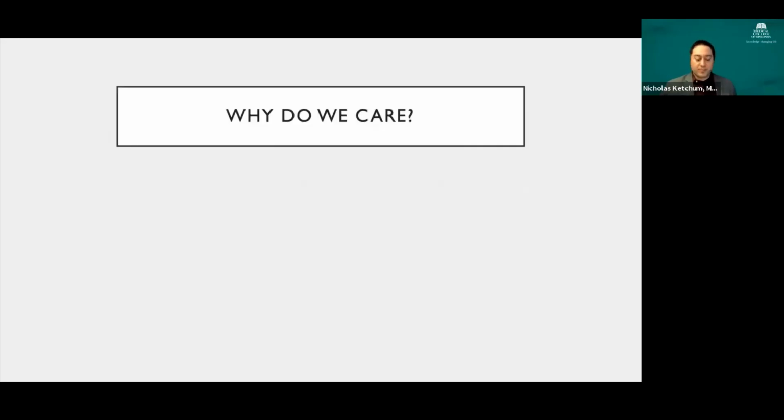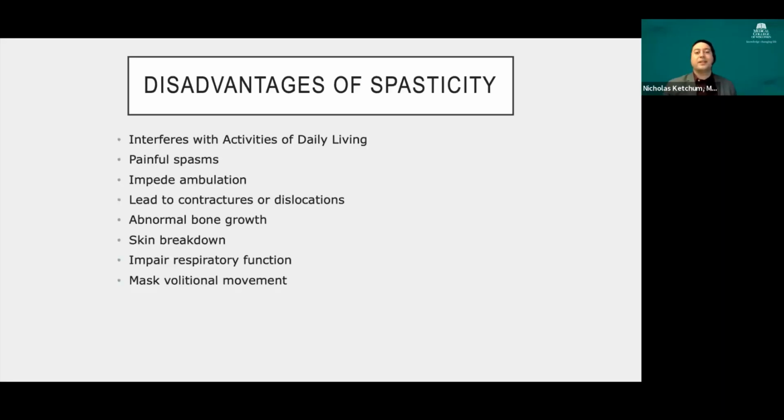So why do we care about spasticity? Again, spasticity can interfere with things. It can be painful. It can get in the way of ambulation, and it can lead to contractures, dislocation. In kids, we can see spasticity resulting in abnormal limb growth, abnormal bone growth, leading to limb length discrepancies, for example. In severe cases, spasticity can lead to abnormal positioning, which can lead to skin breakdown. It can mask volitional movement and impair respiratory function.